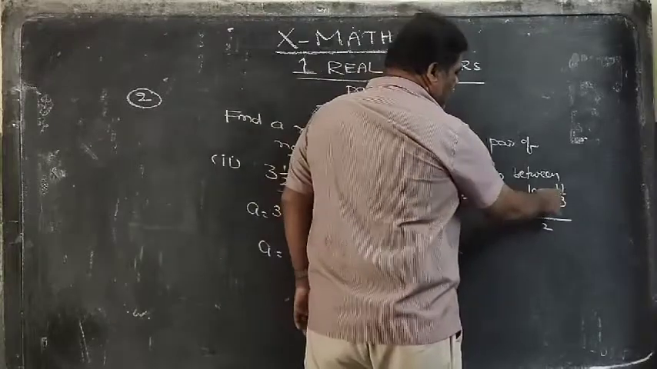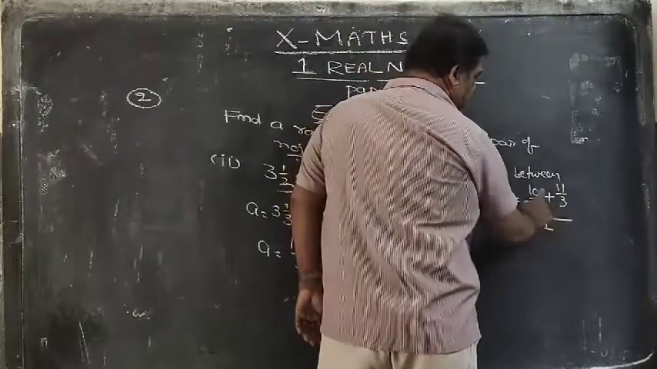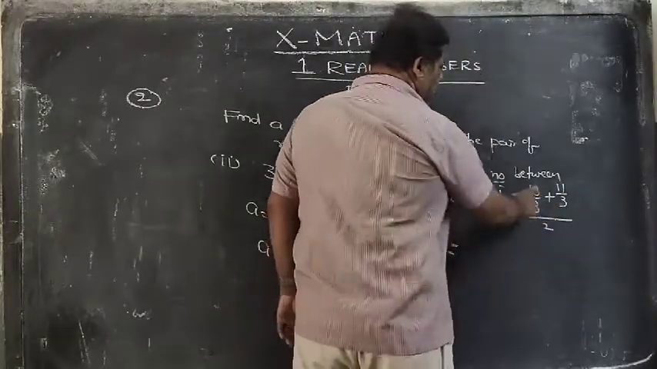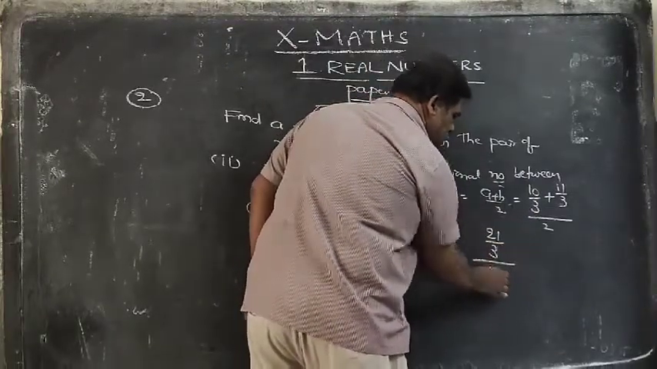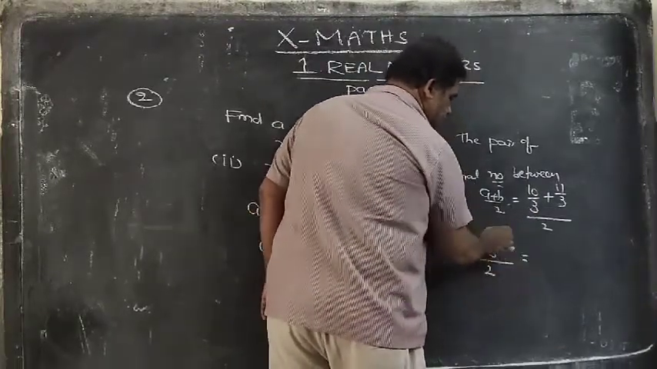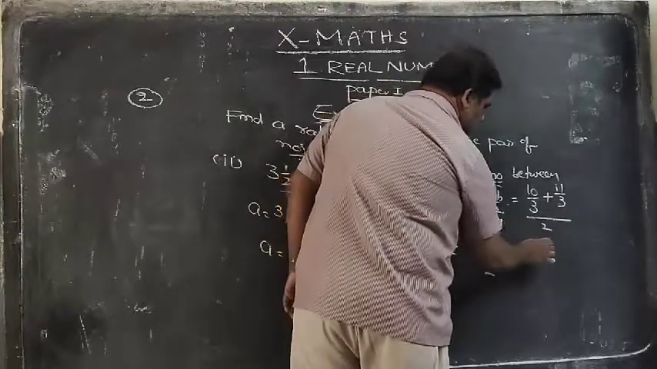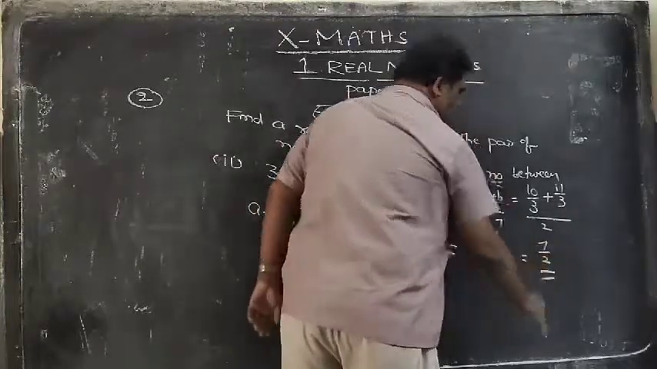Here for these two fractions the denominator is the same, so directly we can add the numerators. 10 plus 11 is 21/3 by 2. We can cancel, 3 sevens are 21. So the answer is 7/2.